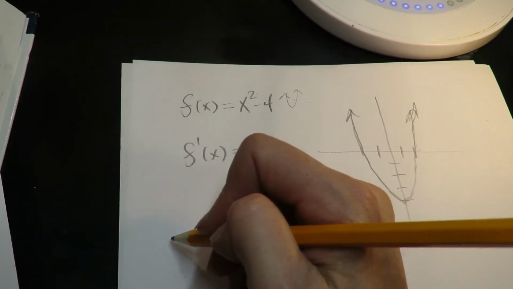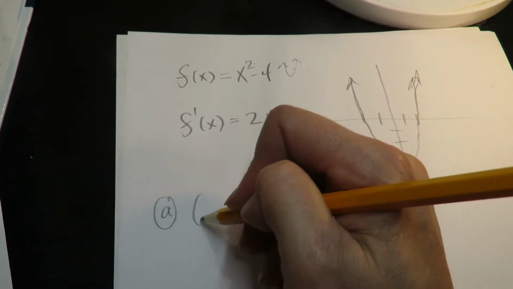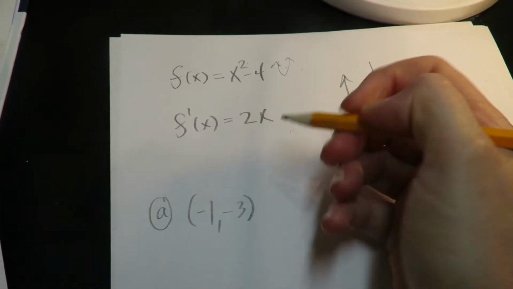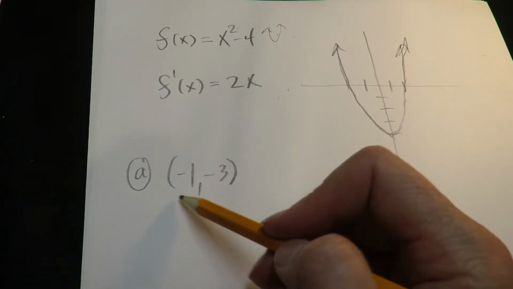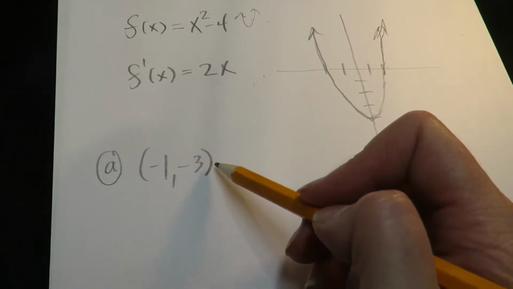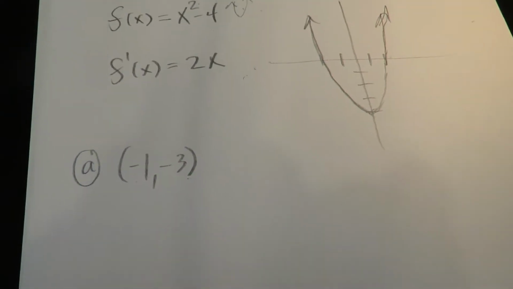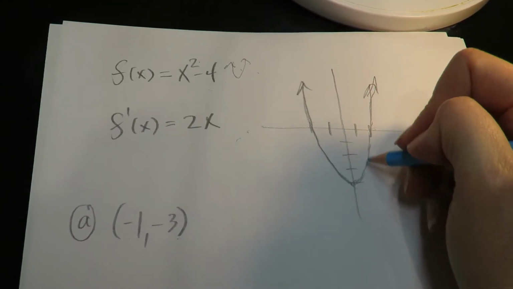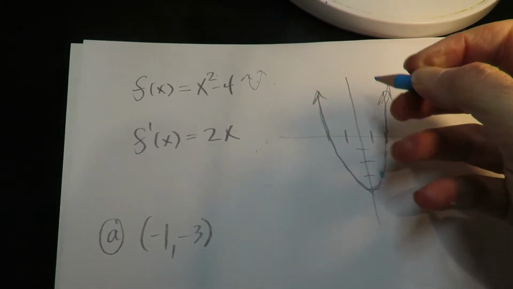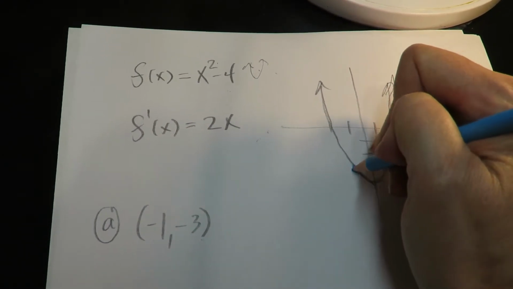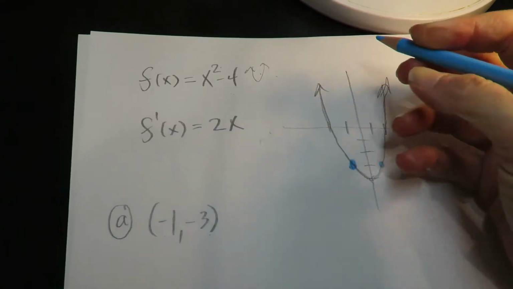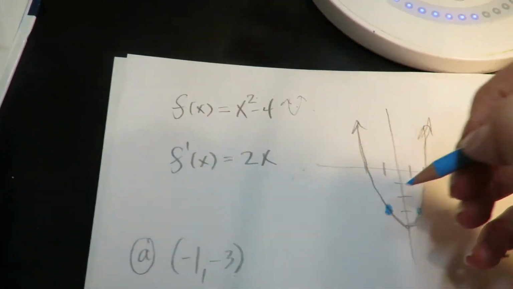All right, so what I want to do is find the slope at points on the graph. The first point I want to find the slope at is the point -1, -3. So -1, -3 is right about, oops, sorry, I'm in the wrong spot. -1, -3 is over here. And I want to know the slope here.